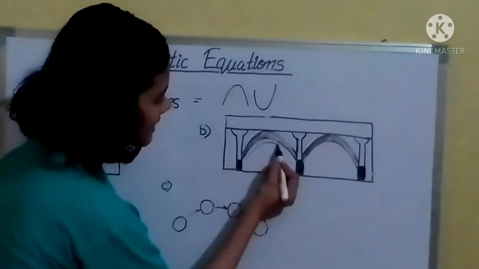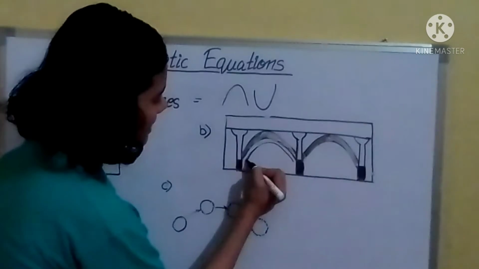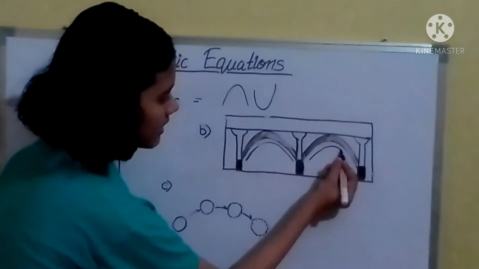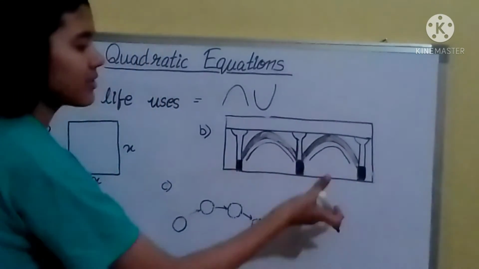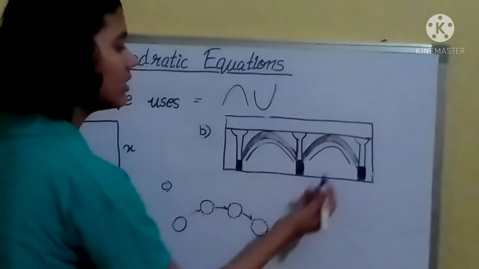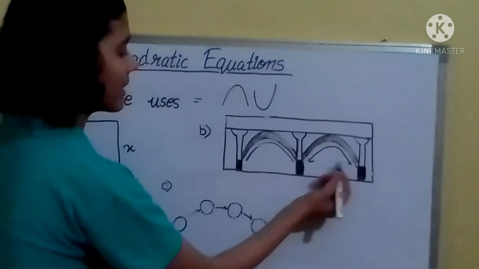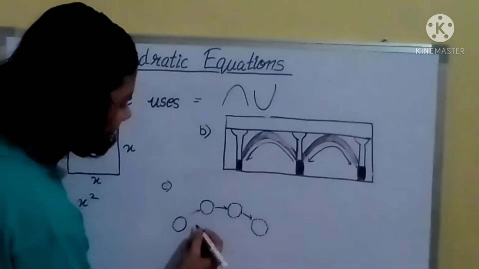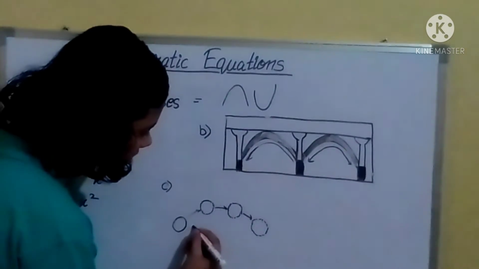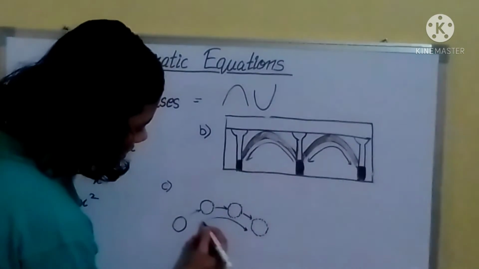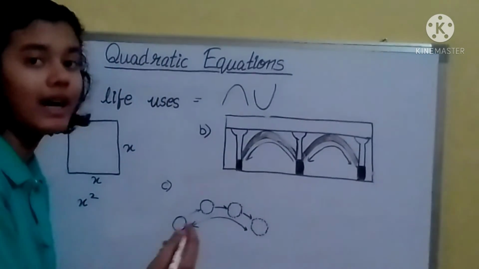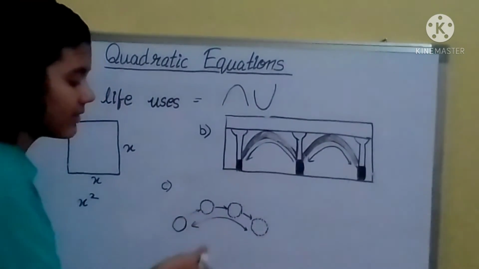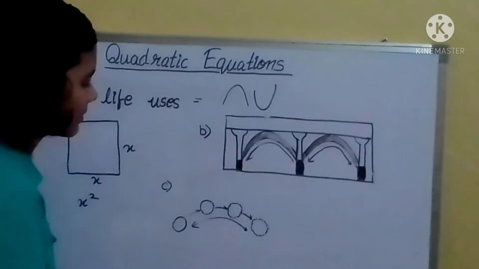Then the second use which we can see is in the construction of bridges. Here we can see that this is in the shape of a parabola. In the construction of bridges also, quadratic equations are used. Okay, then when we are throwing a ball, we can see that this is also in the shape of a parabola. For calculating the height of these, we are using quadratic equations.